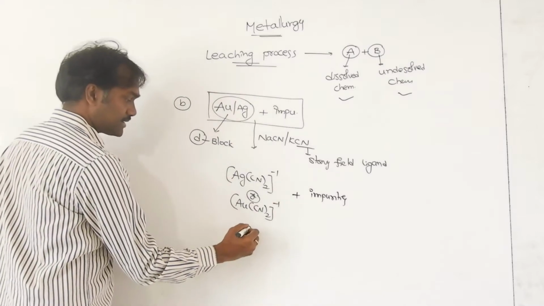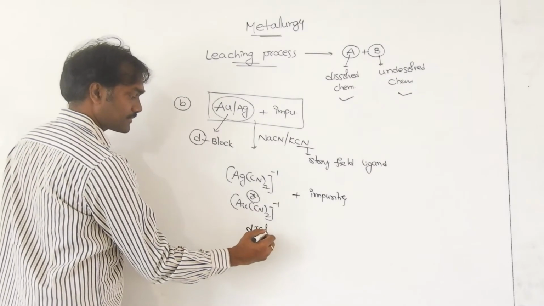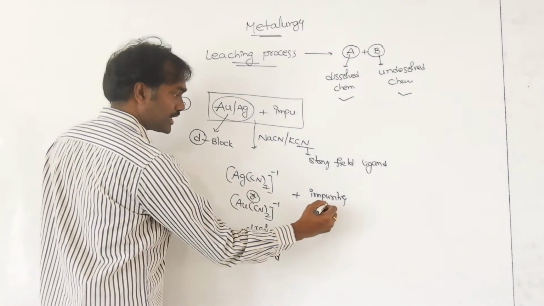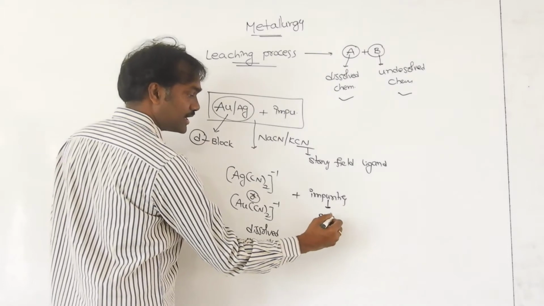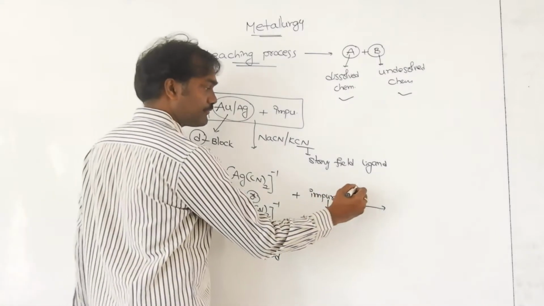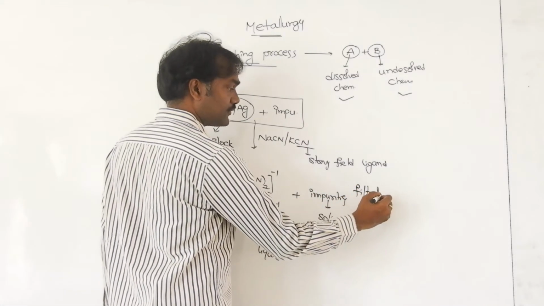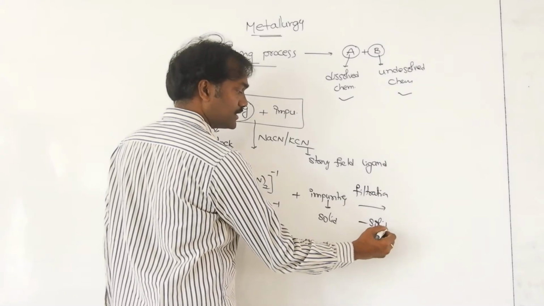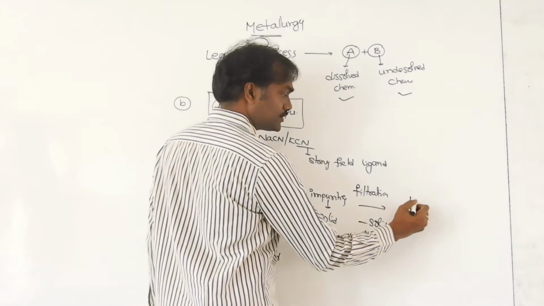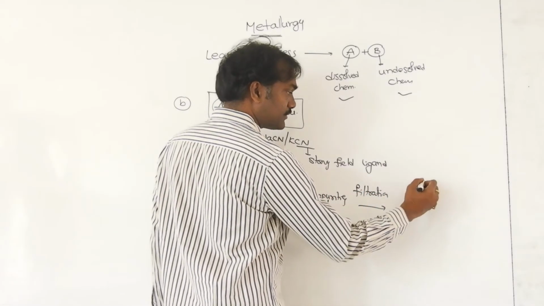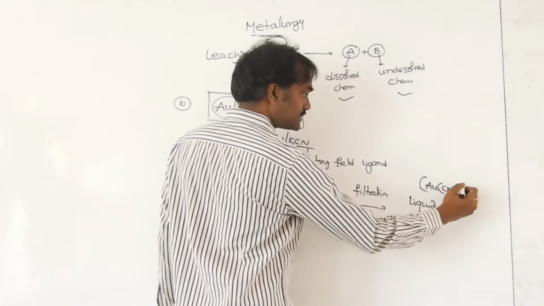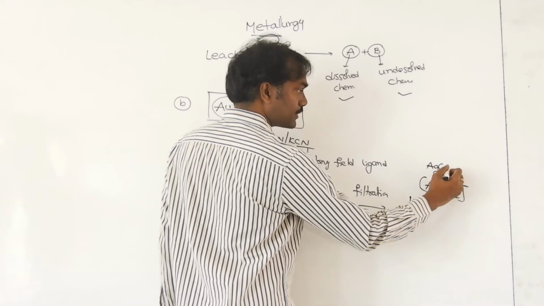The complexes are in dissolved condition, dissolved in the form of liquid, while the impurities are undissolved solid. So one is a liquid, another one is a solid. By using filtration we remove the solid impurities, and the remaining solution contains the gold cyanide complex and the silver cyanide complex.